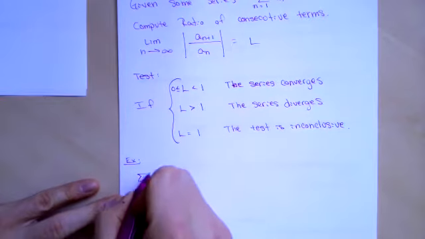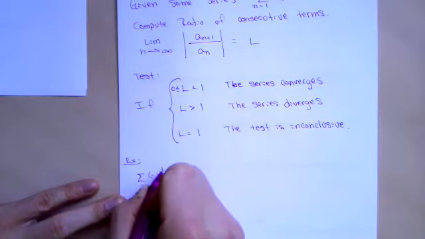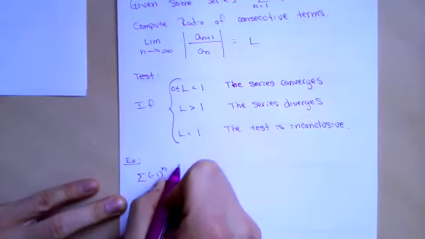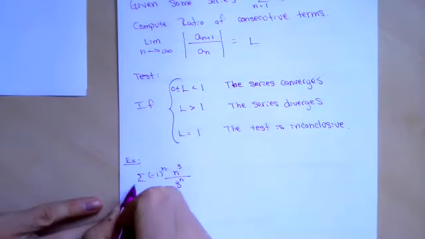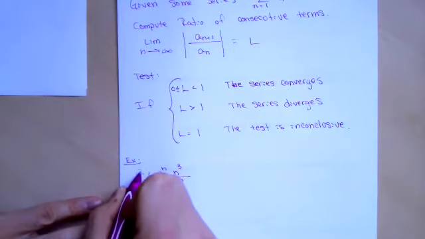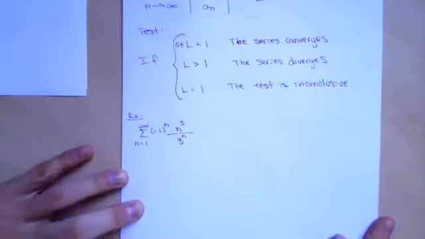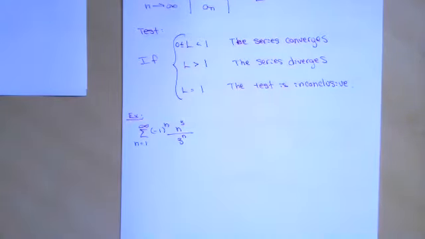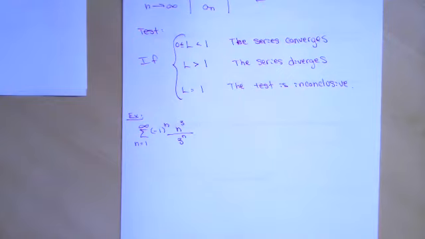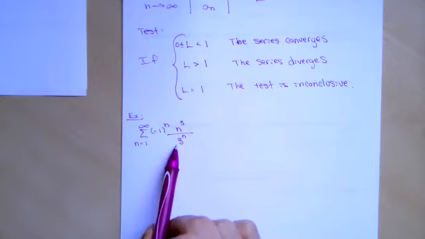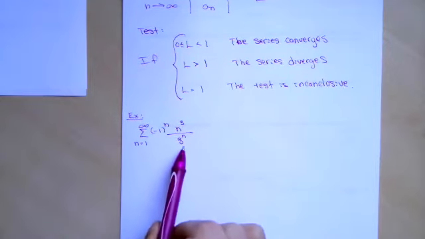Well, suppose we want to know the series of (-1)^n n cubed over 3^n. So the first thing you should see with this is that it is alternating. We could try to do an alternating series test. What do we need to show? We would need to show that these terms go to 0, and we would also need to show decreasing.